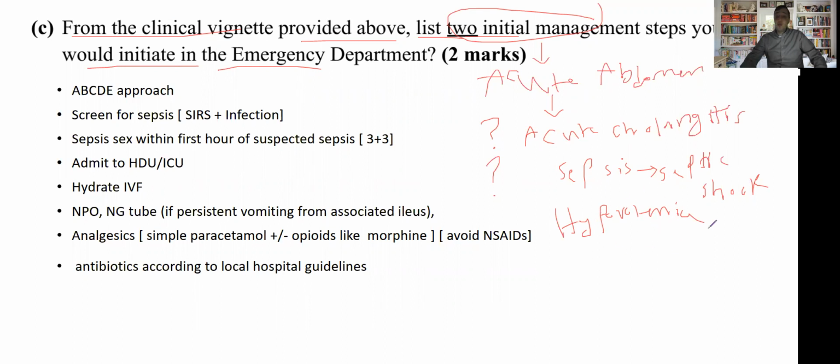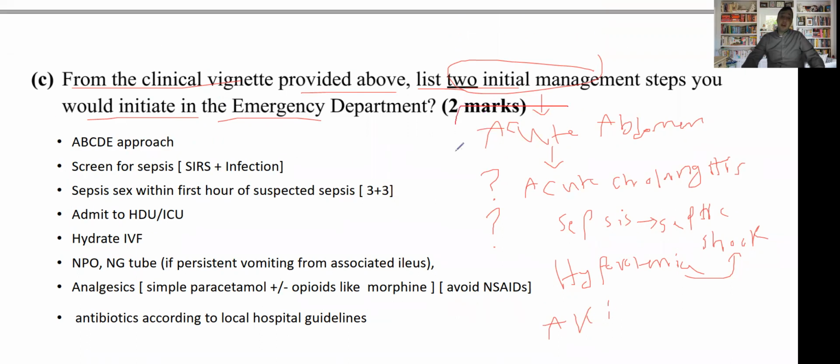So the patient has hypovolemia, and this hypovolemia can lead to shock, definitely. And the patient has sepsis, and the source of sepsis is query biliary, because the patient has jaundice. The other thing in the provisional diagnosis is that the patient has an element of AKI, acute kidney injury. So all of these are our provisional diagnosis for this patient.